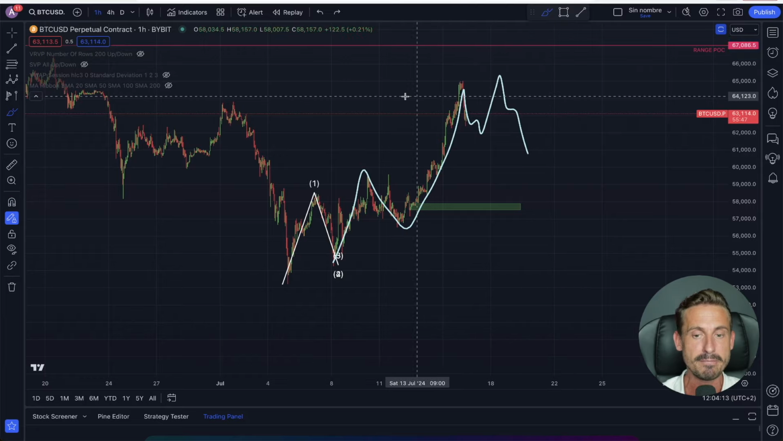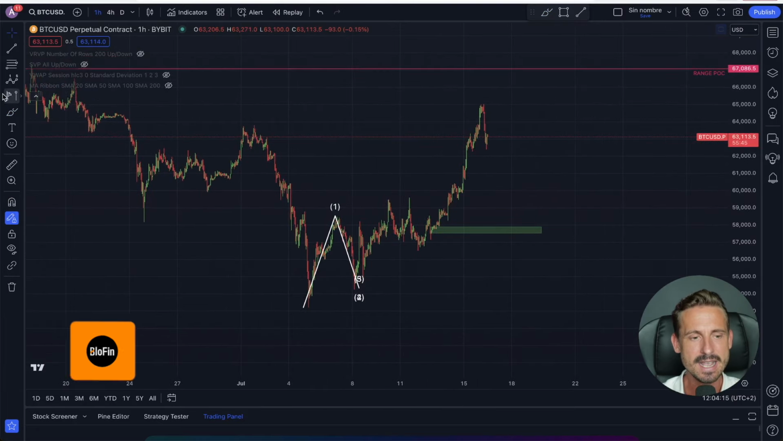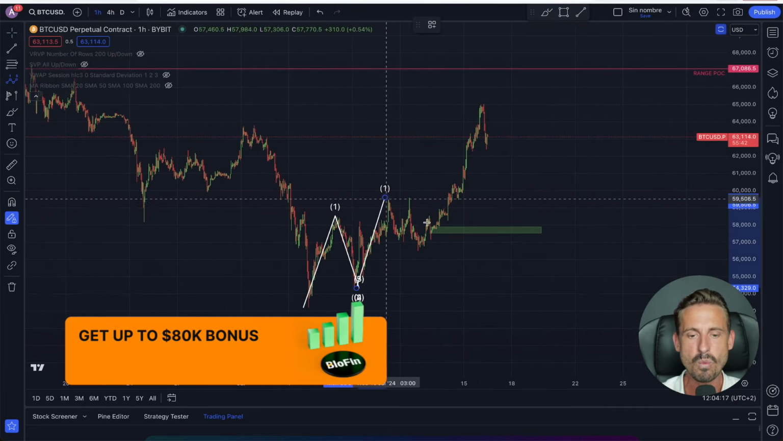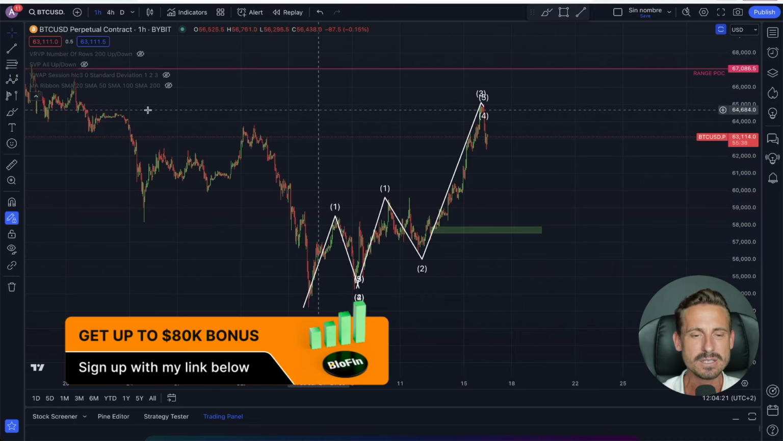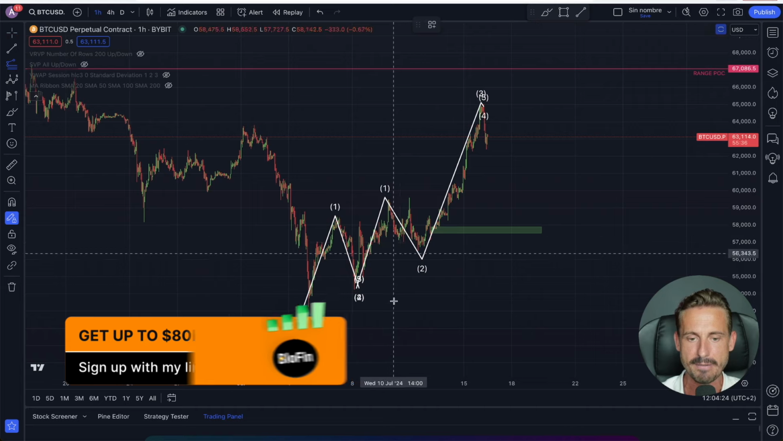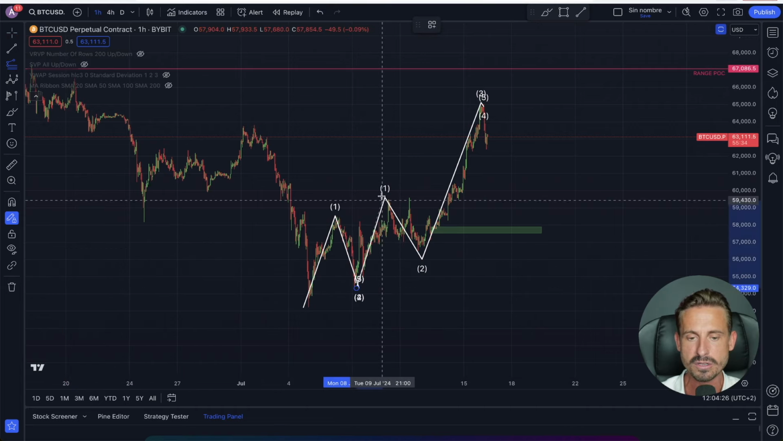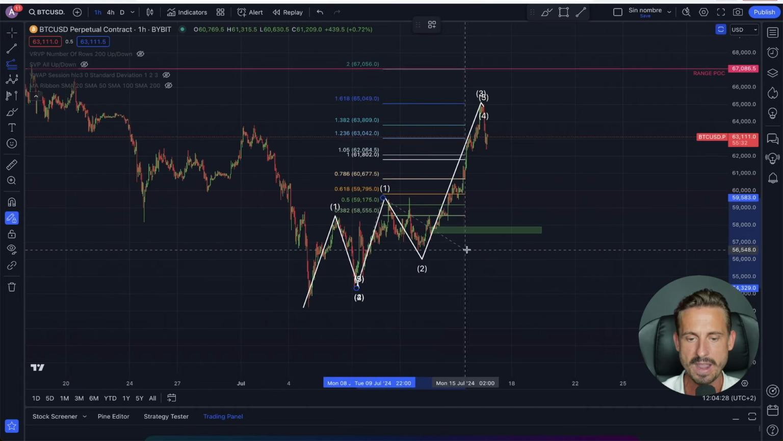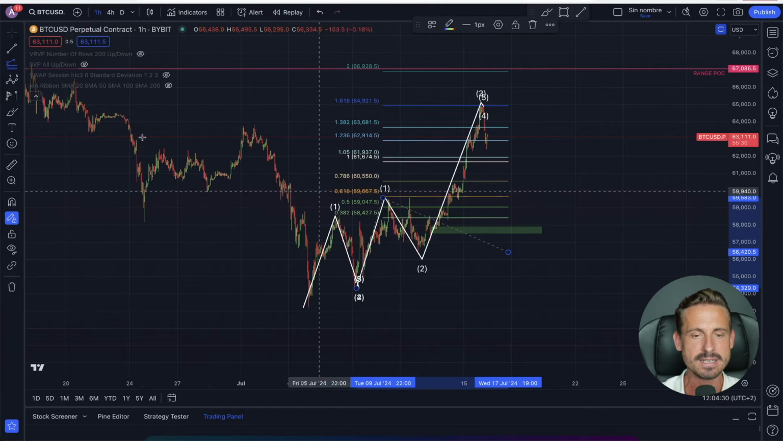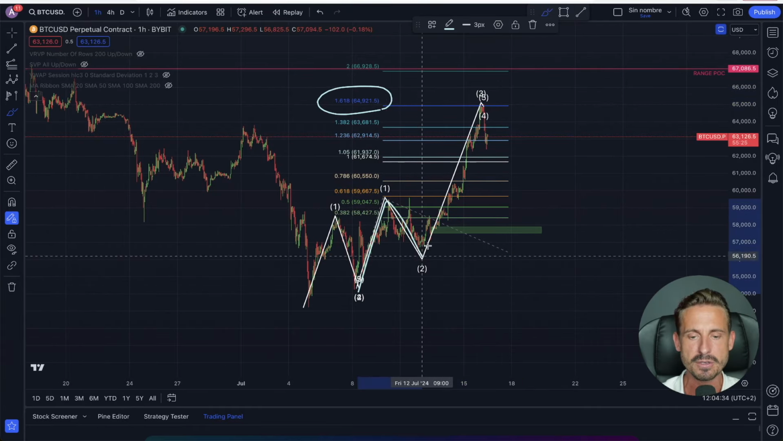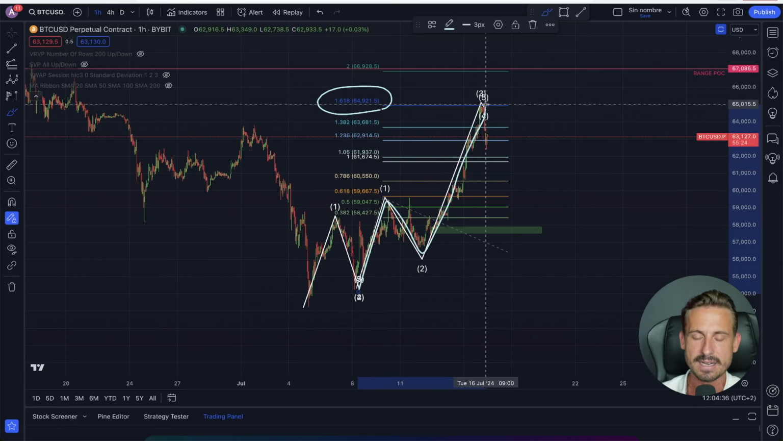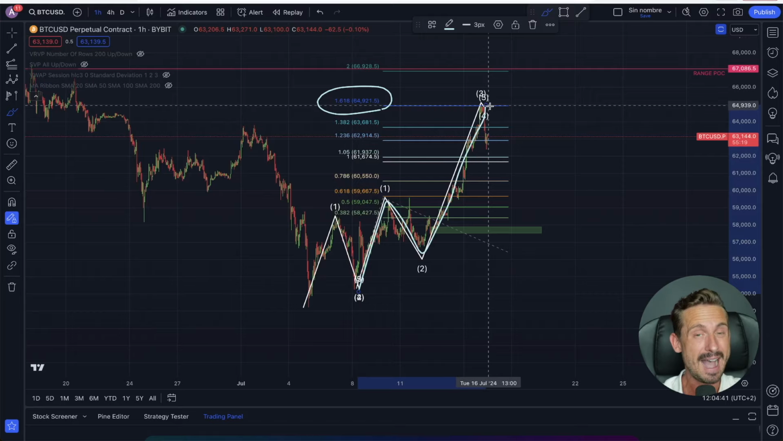Now, let me explain with Fibonacci how we have hit the exact third wave very nicely here with the 1.618 extension. Let's take a look at Fibonacci here from the wave 1 start to the end of wave 2. You can see how we've hit the 1.618 extension, very common for a third wave. And that is where we exactly got rejected here just in the last few hours.